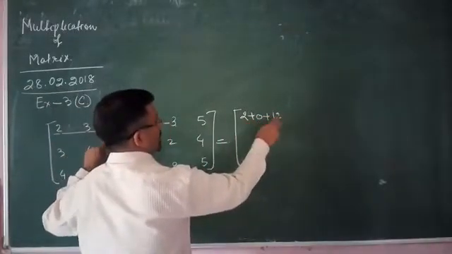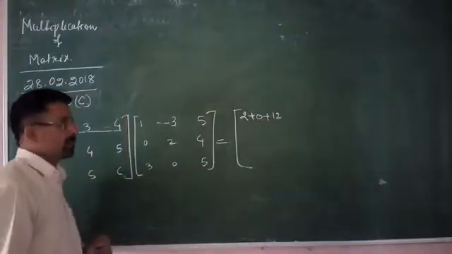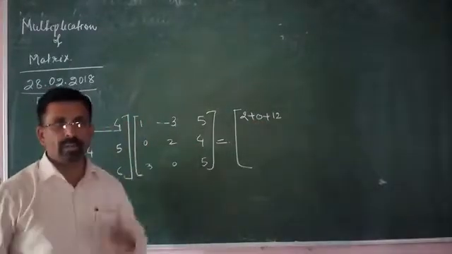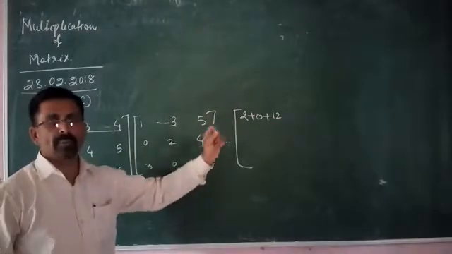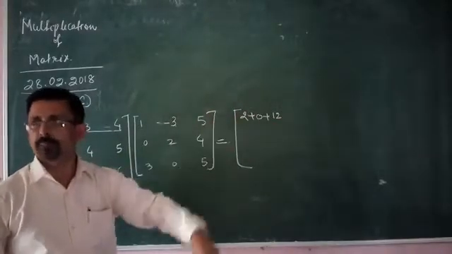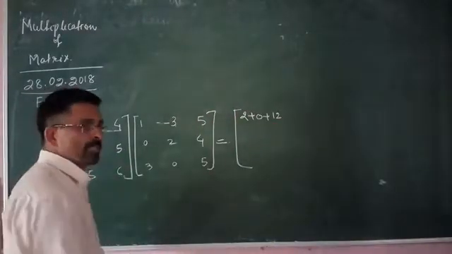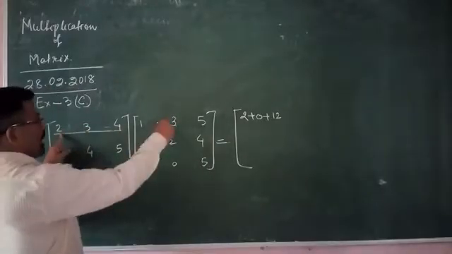So all the products are added, and I told you that the sum of all the products will give you one element. So this will give you one element, the first element of your product matrix. Now we are going for the second element. So the same row and the second column now.